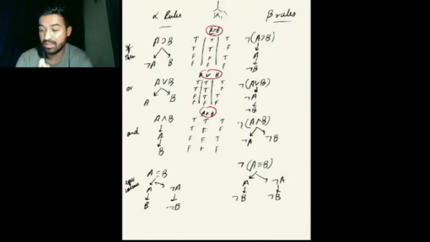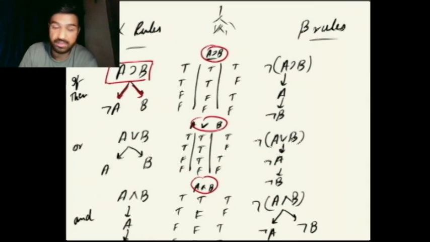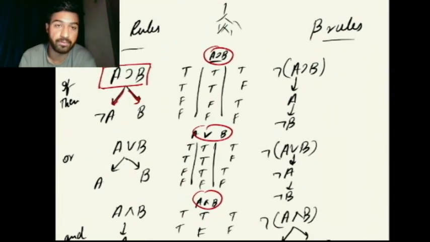Now you can see here that alpha rules are for the operators where we don't have a negation in front of them, and beta rules, as we are calling them, have a negation in front of them. Now we'll look at how these are derived and what their function is. So let's begin with the alpha rule of implication, or A horseshoe B. When A horseshoe B is the case, the alpha rule says that either not A or B. To understand how it is derived, we would look at the truth table of A implies B.